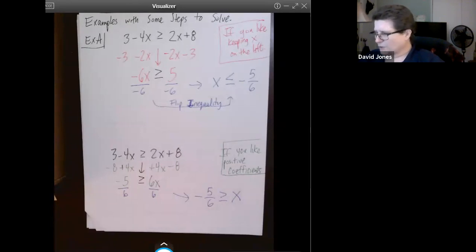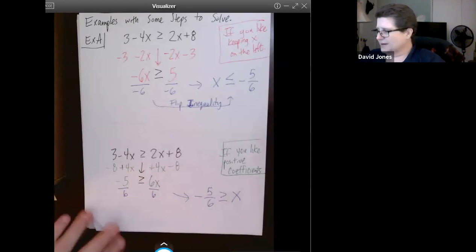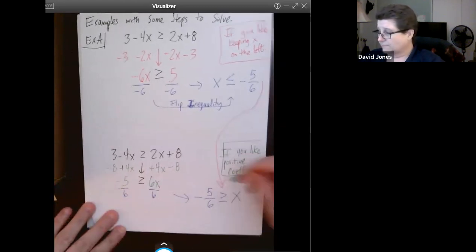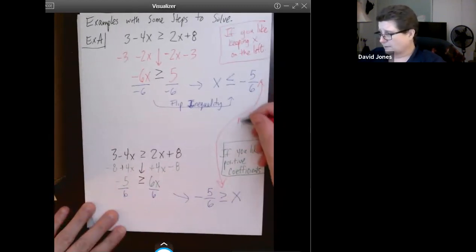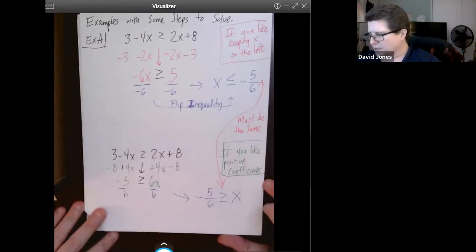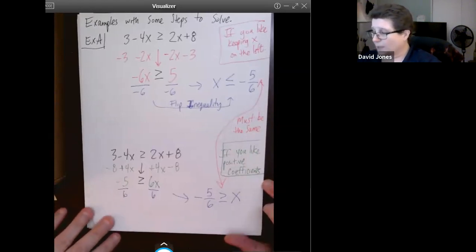Notice I solved it both ways, and this is kind of like what I was telling you. If you move which side the x is on, you got to change the inequality. These two have to be the same. So when you swap which side the variable is on, you need to change the direction of the inequality.